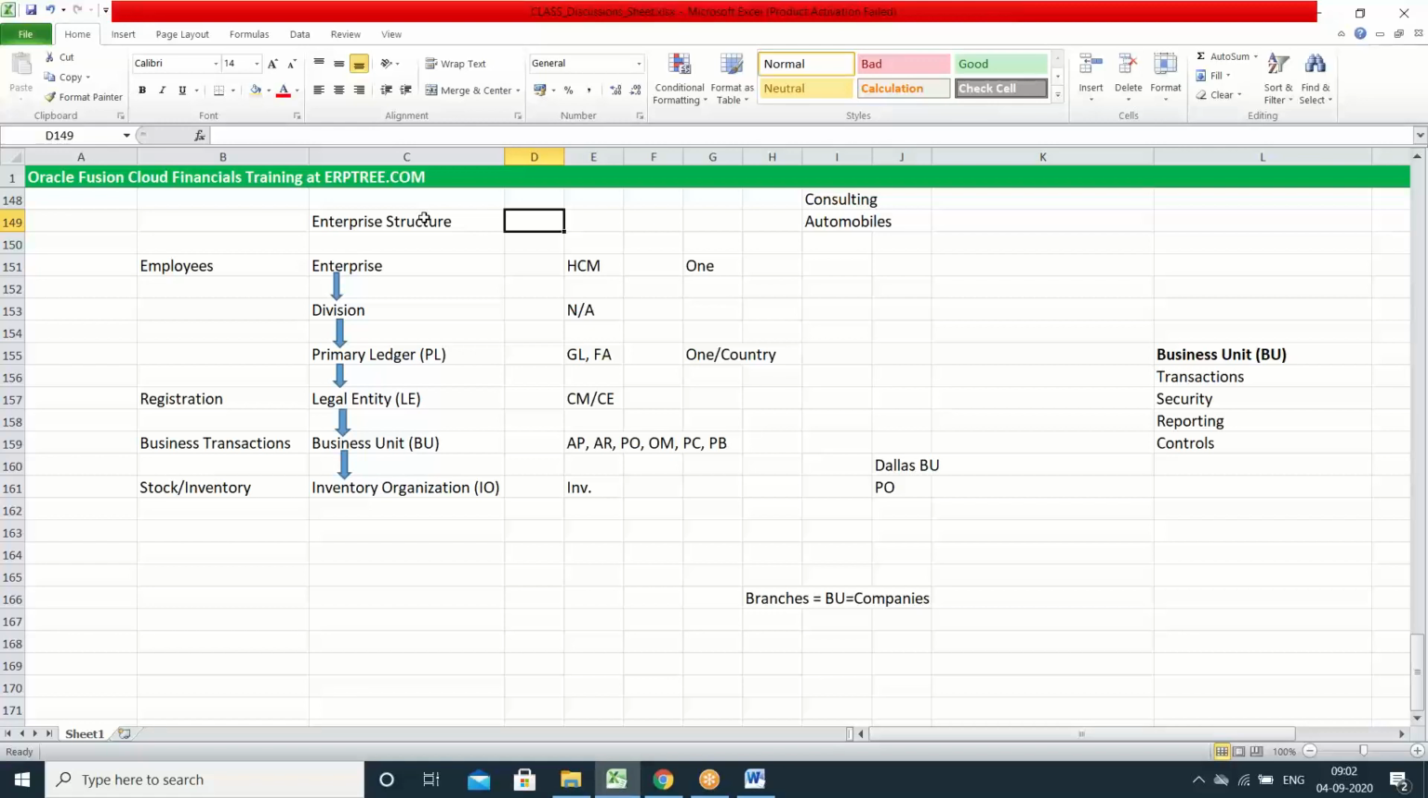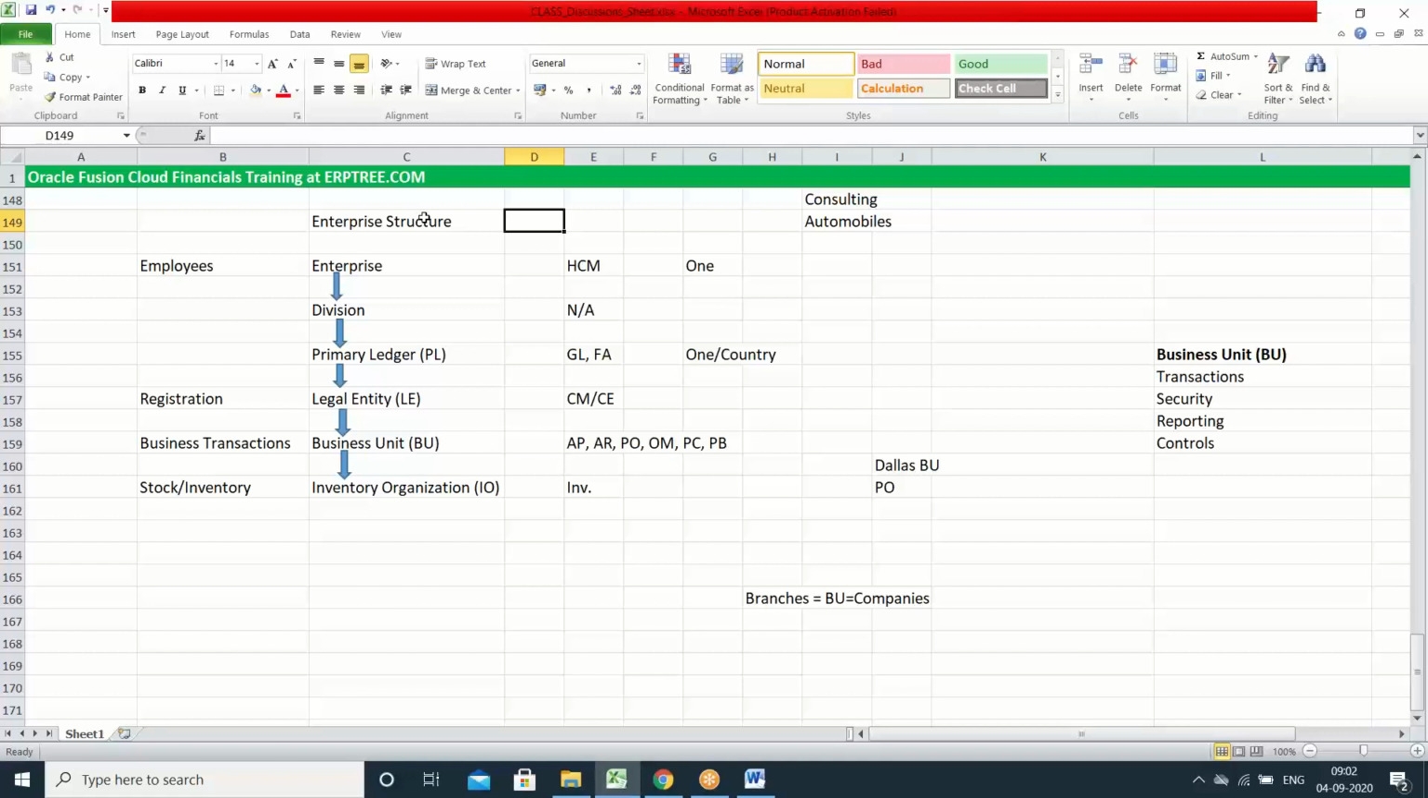Whatever registrations the entity has, the registrations we create in the system as a legal entity. At the legal entity level we can map the cash management application. So legal entity we can use for legal reporting purposes to the government.